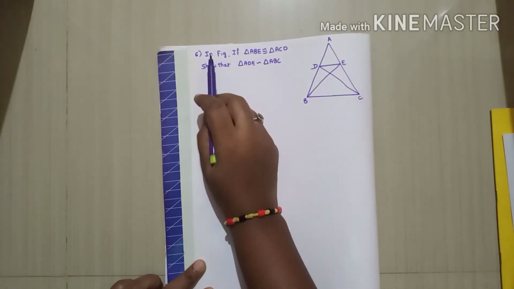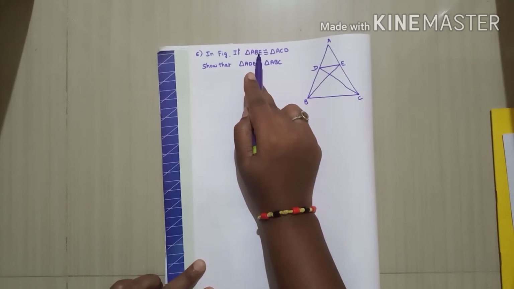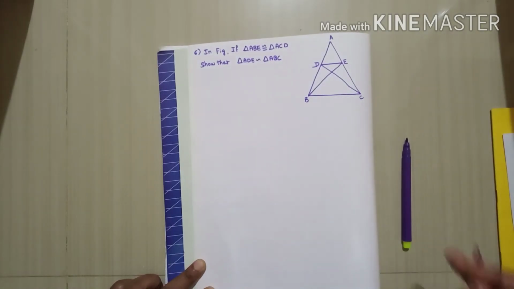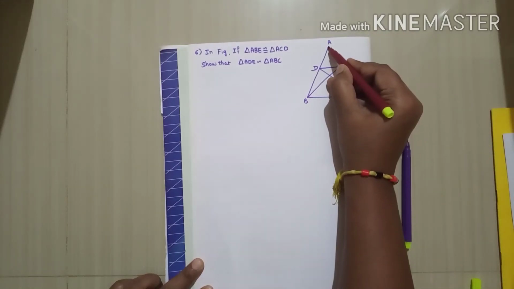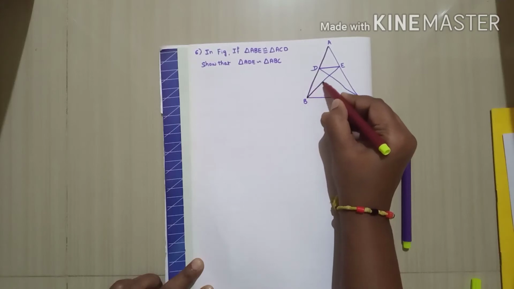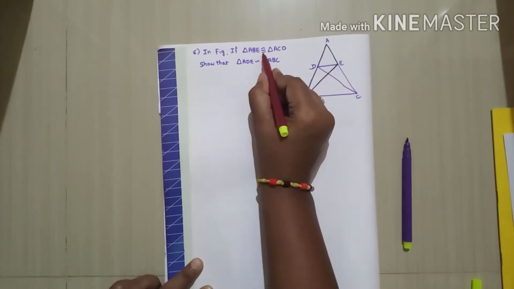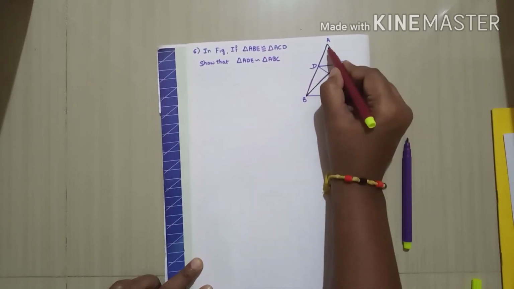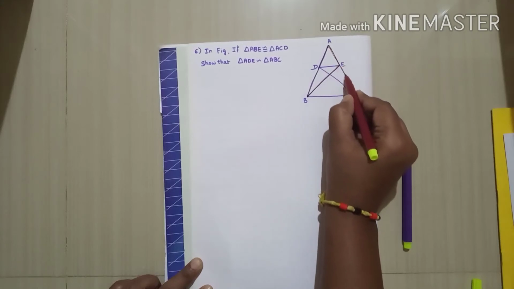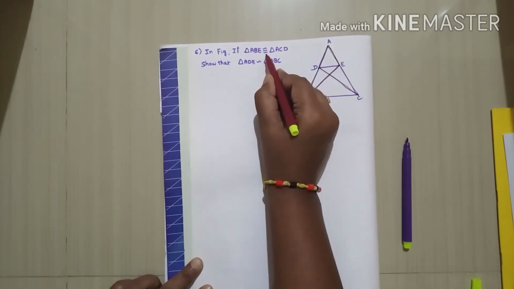Now we'll see the sixth sum. In figure, if triangle ABE, just you observe that triangle ABE, this triangle. Just I am drawing and showing you. This triangle ABE is congruent to ACD. Congruent meaning is what? This symbol is congruent.